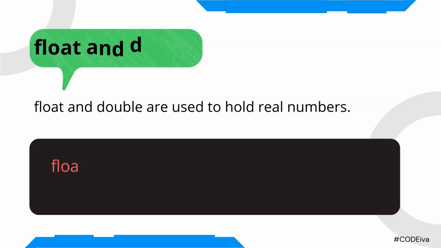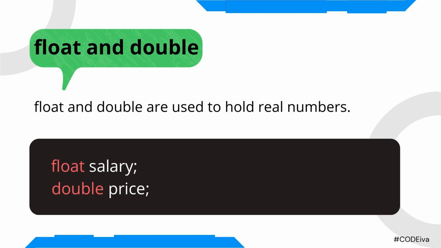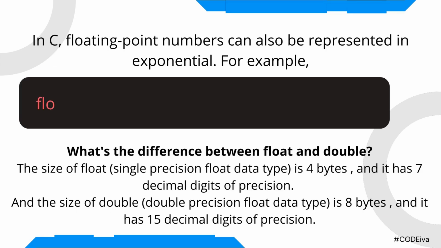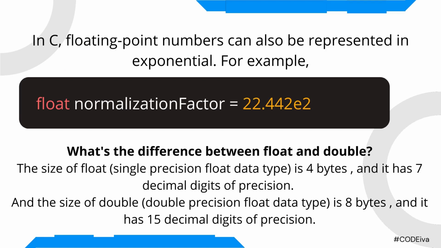Float and double data type. Float and double are used to hold real numbers. It can be declared as shown below. In C, floating point numbers can also be represented in exponential form, as shown in the example. Now one question arises: what's the difference between float and double? The size of float is 4 bytes, and it has 7 decimal digits of precision. And the size of double is 8 bytes, and it has 15 decimal digits of precision.